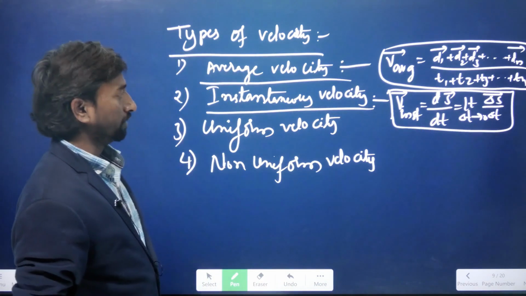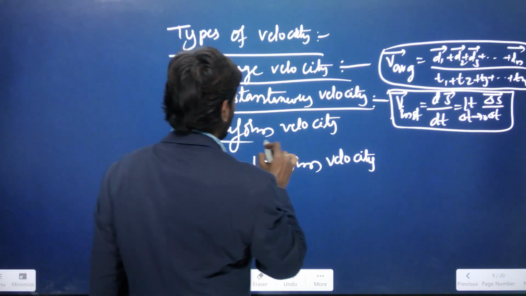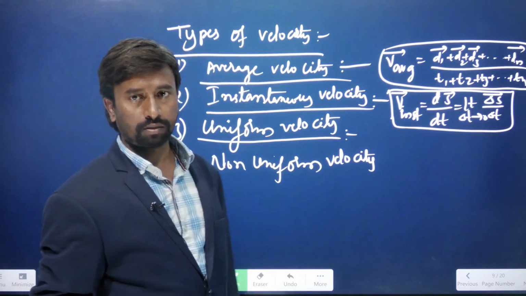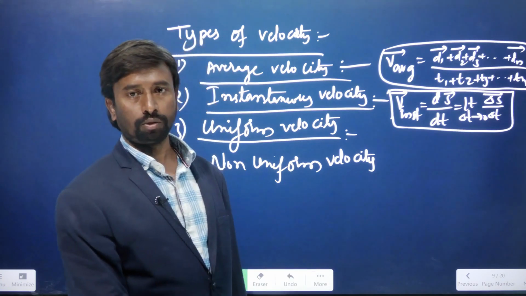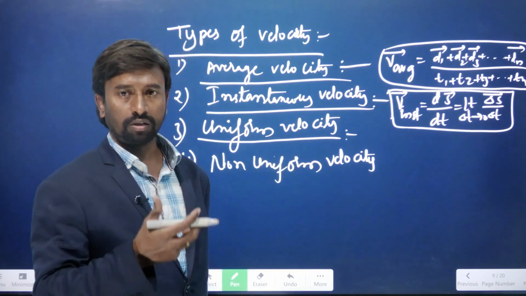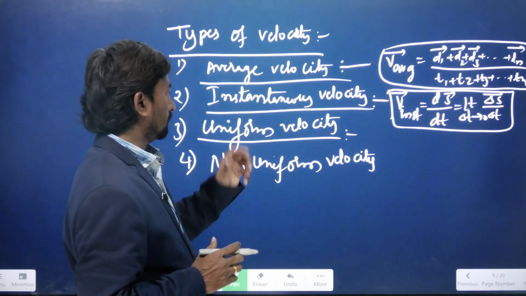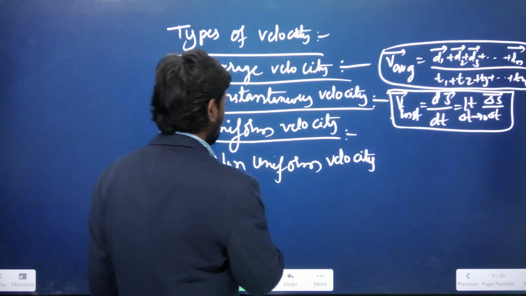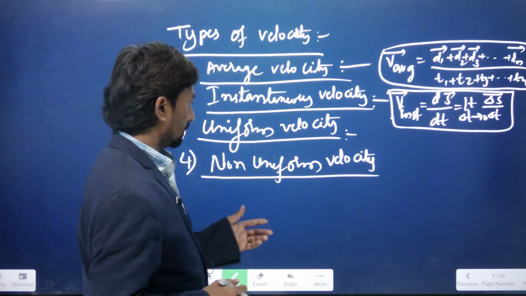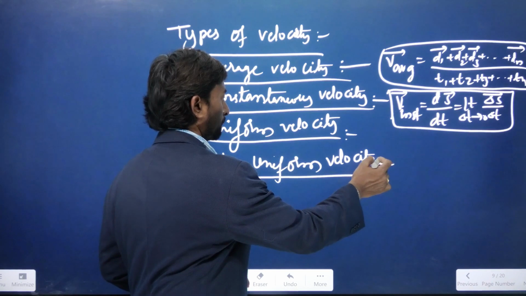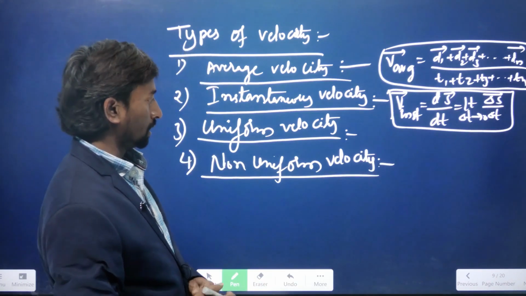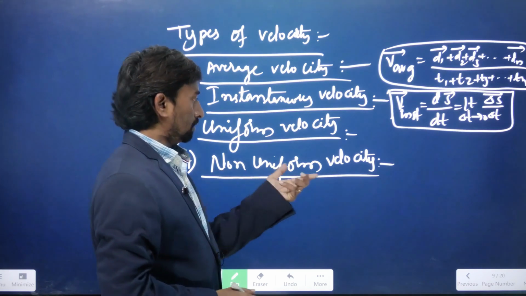Next, uniform velocity. If a body covers equal displacements in equal intervals of time, then it is said to have uniform velocity. It means constant: if a body is moving with constant velocity, then it is uniform velocity. If the body is moving with variable velocity, that is, if it travels unequal distances in equal intervals of time or equal distances in unequal intervals of time, we get variable velocity.